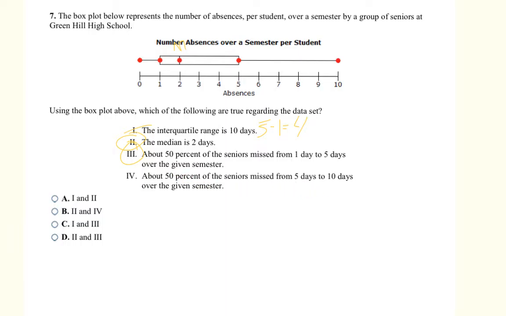And then 4, I'm going to see if it says about 50% of seniors missed from 5 days to 10 days. From 5 to 10, I just have the one whisker. It's just one piece. So it's only 25% of seniors. So it can't be 4. So the choice D here is the one that says 2 and 3 are true. So that's going to be my final answer.